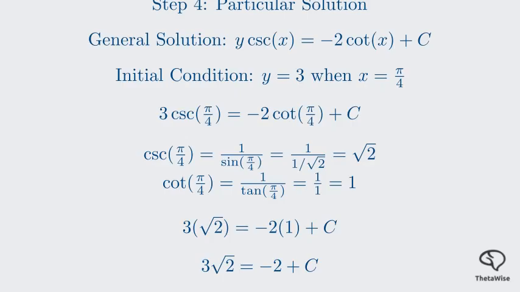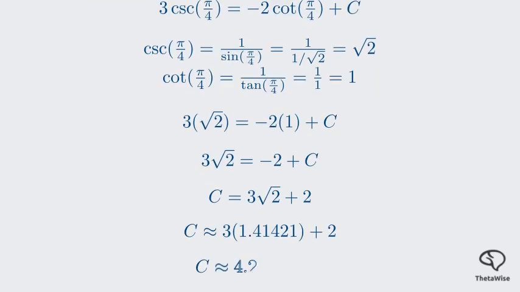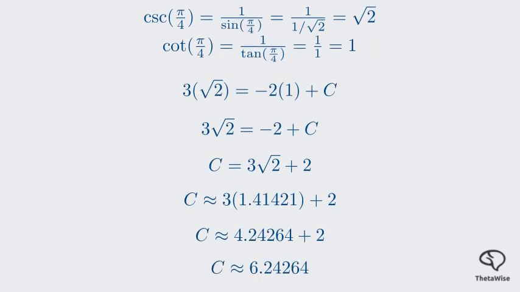Now, we just need to solve for c. We isolate c by adding 2 to both sides. So c equals 3 root 2 plus 2. Let's calculate its numerical value for the final answer. 3 times root 2 is approximately 4.2426. Adding 2 gives us 6.2426.